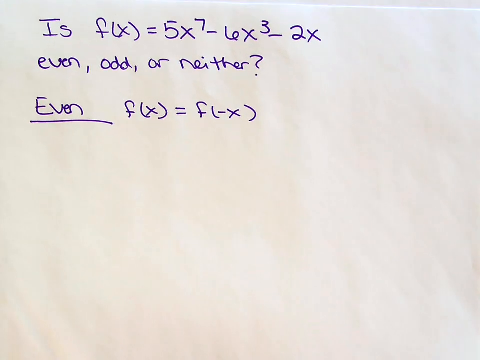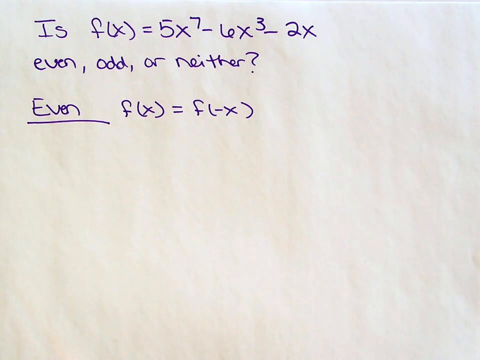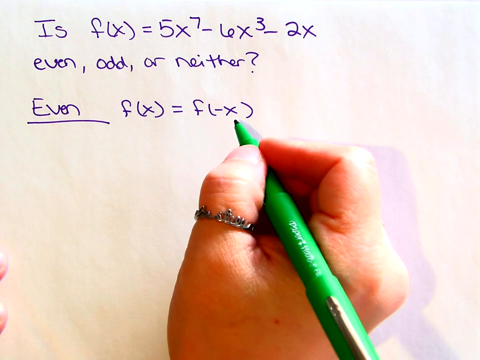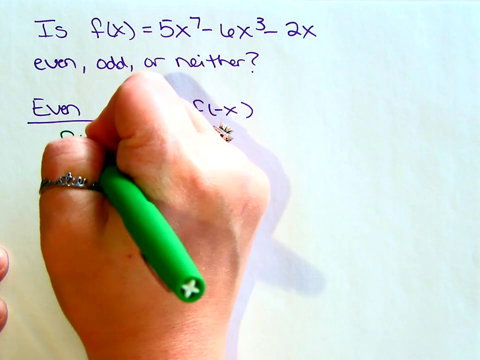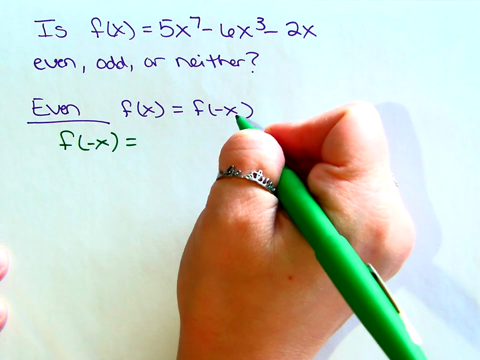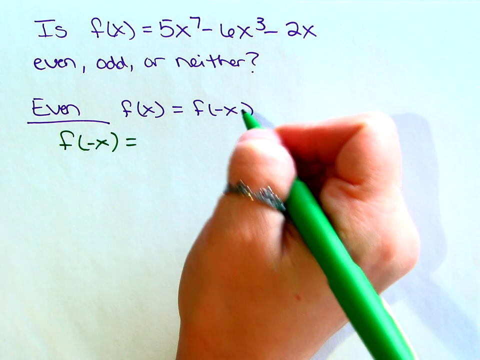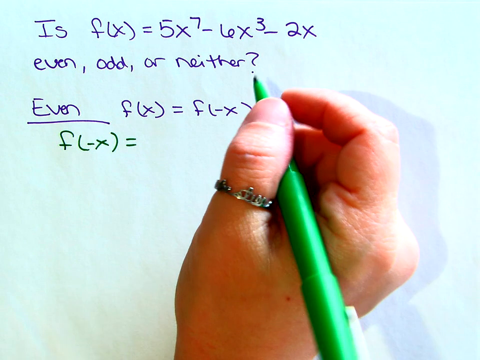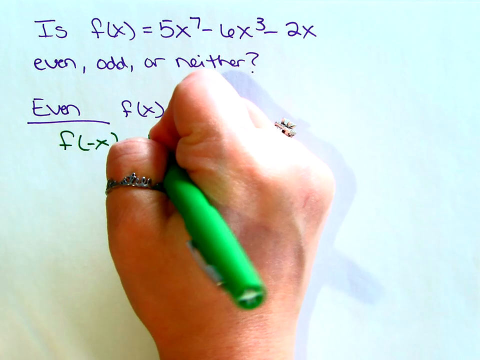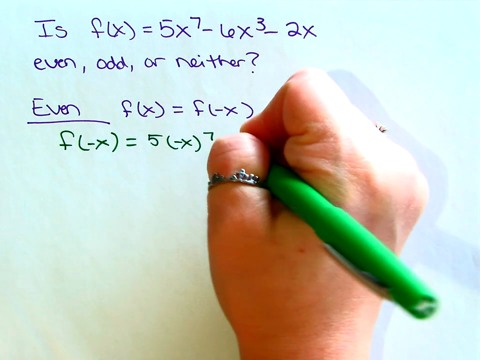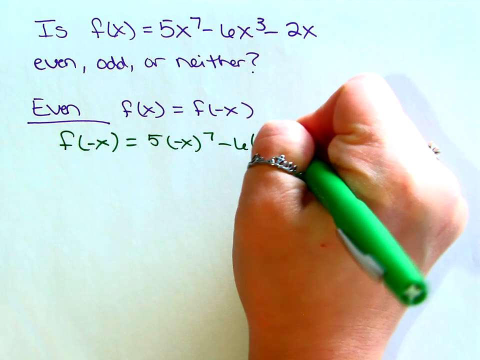Okay. Is f of x equals 5x to the 7th minus 6x to the 3rd minus 2x even, odd, or neither? So if it is even, then f of x has to equal f of negative x. So we have to figure out what f of negative x is. F of negative x is just where we put in a negative x anywhere that there is an x. Okay? So 5 times negative x to the 7th minus 6 times negative x to the 3rd minus 2 times negative x.